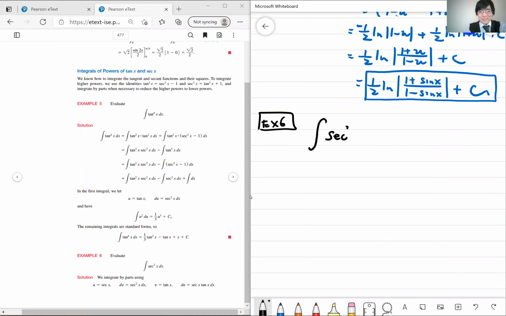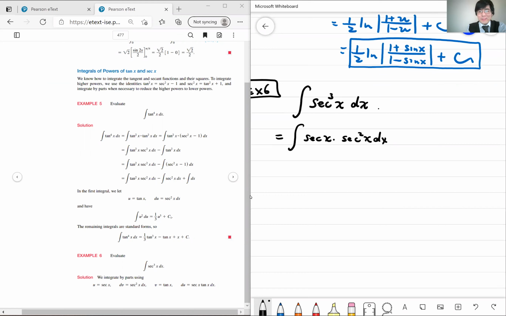So, integral of secant cube. はい。これ、どうするっていうね。これむずいです。こんなん気づくかよっていうね。So, first of all, split this one into secant and secant square x. And we're gonna use the integration by parts. f g dash.